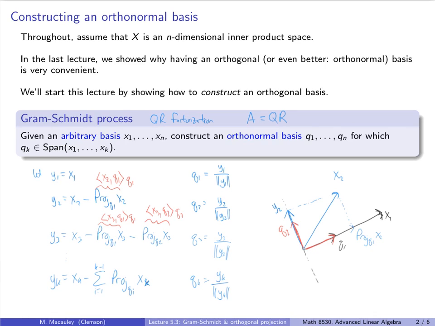So each yk is in the span of the first. Well, sorry. Each qk is by construction constructed only using x1 up to xk. So this thing holds automatically. And that's all there is to it. It's easy to check that this works.